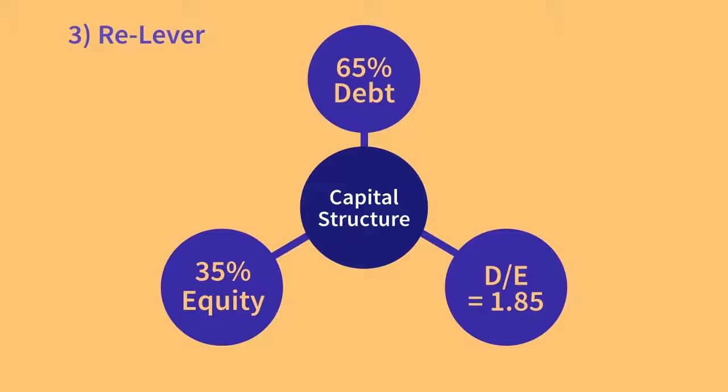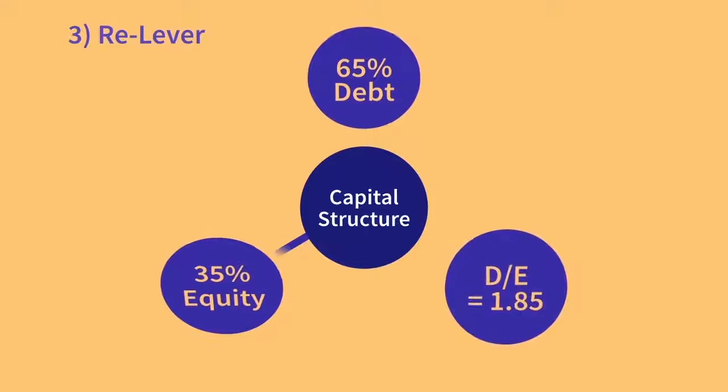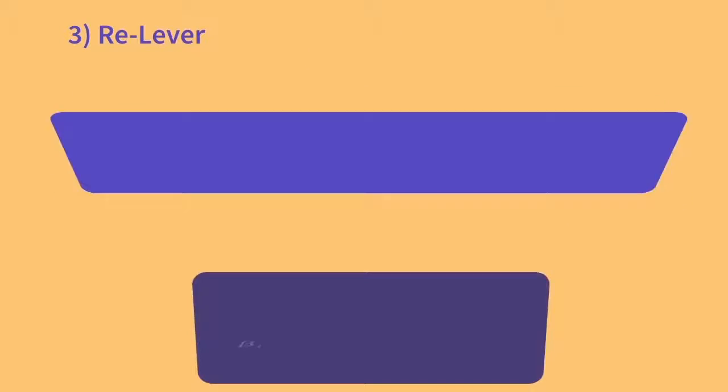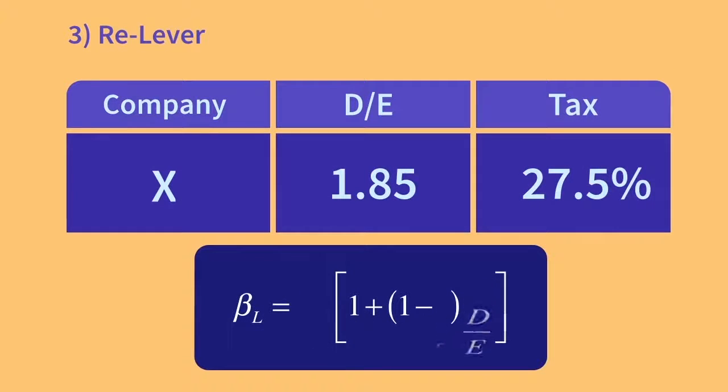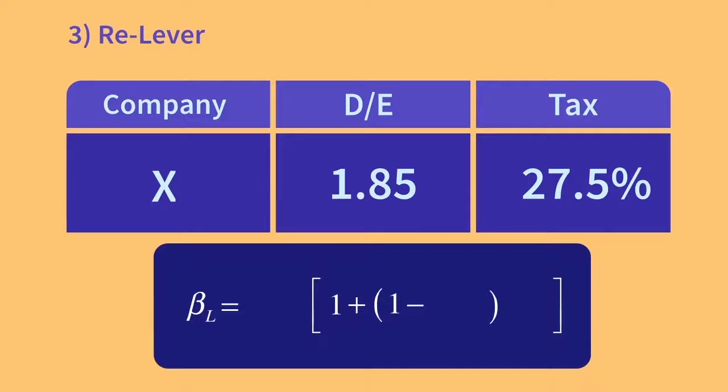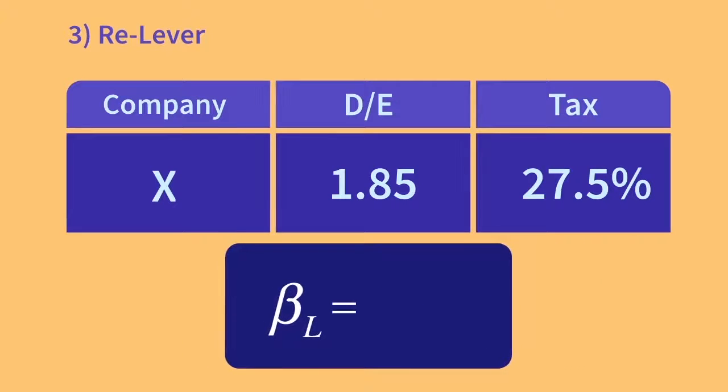So now we have the relevant information, and as before we know the formula, so again, we just need to plug in to get to the next step. Company X's levered beta equals the average unlevered beta of 0.64 times 1 plus 1 minus the 27.5% tax rate times the debt-to-equity ratio of 1.85. This gives us a levered beta of 1.487.